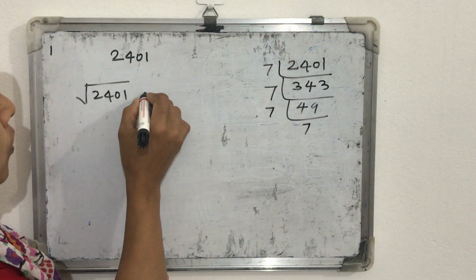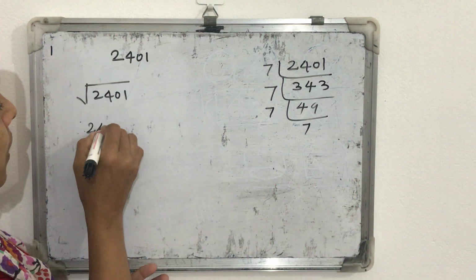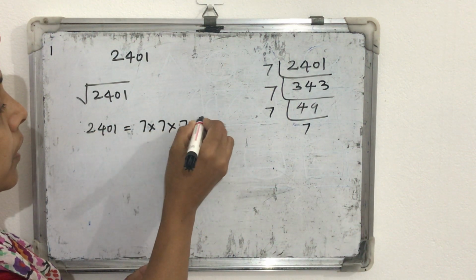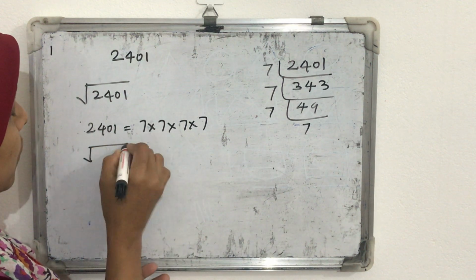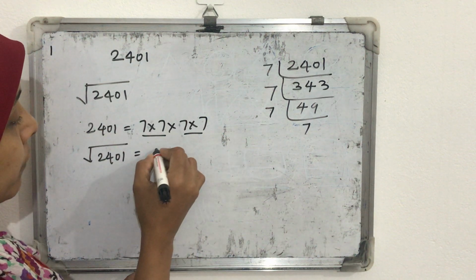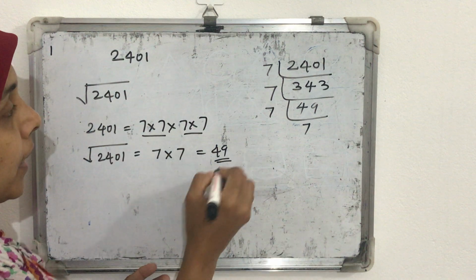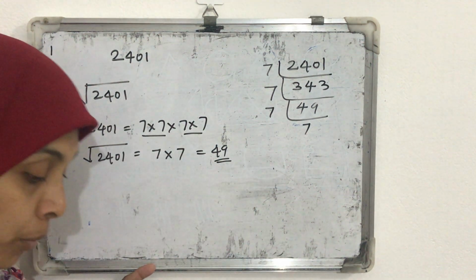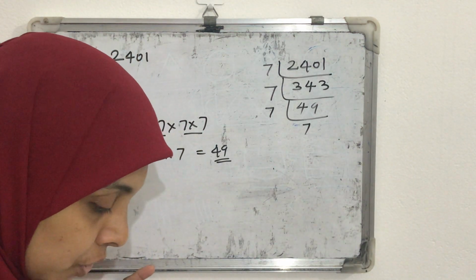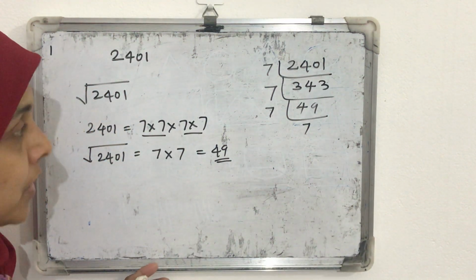So 2401 we can write as 7 into 7 into 7 into 7. Therefore the square root of 2401 will be, taking one from each pair, 7 into 7, that is 49. So the number of students in the class is 49, and each one donated 49 rupees. Okay, so that is that question.